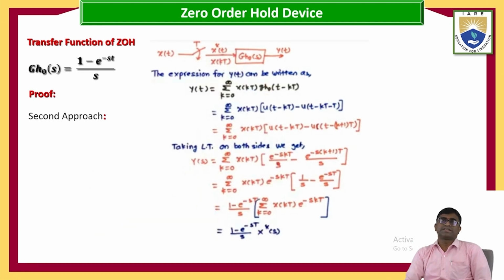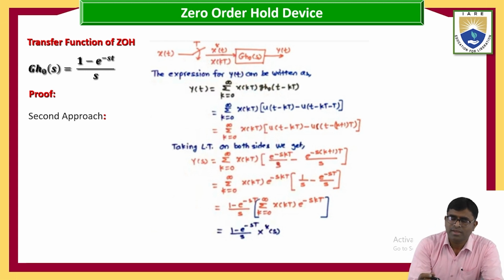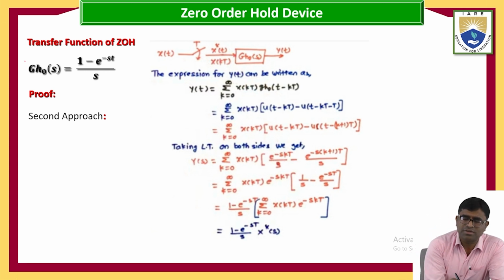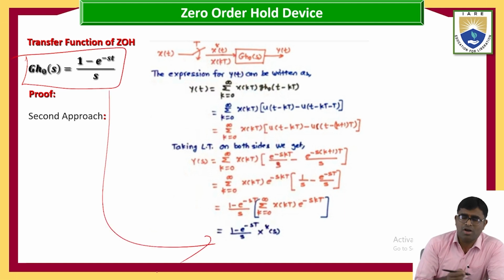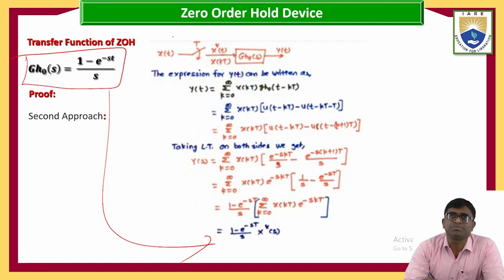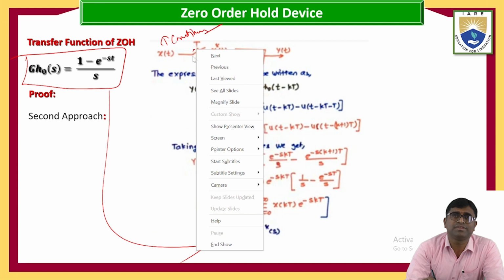Next, the second approach. Coming to the second approach, first of all we have to analyze this block diagram, where it is a transfer function. Now you have to prove this one. See this one, I have proved it. How it is possible, you can see. In the second approach, x of t is the continuous signal, and T is the sampling period.